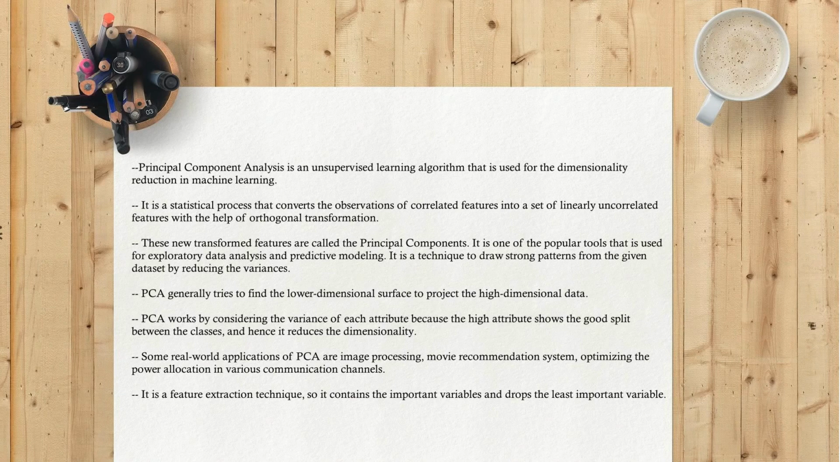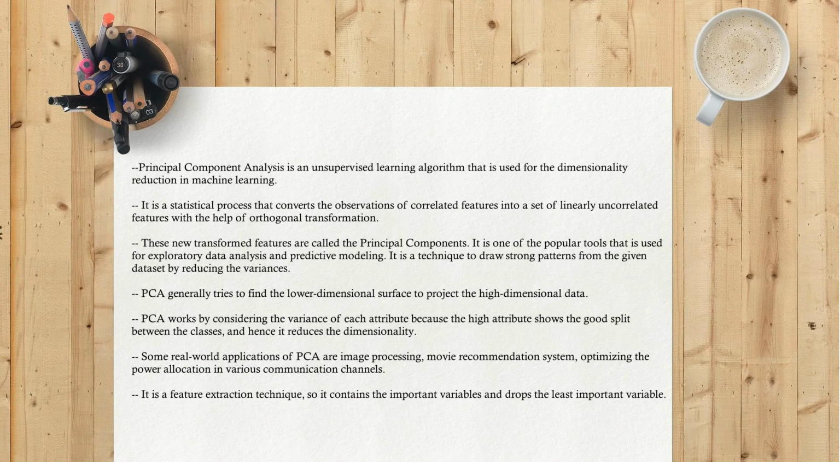It is a statistical process that converts the observations of correlated features into a set of linearly uncorrelated features with the help of orthogonal transformation. These new transformed features are called the principal components. It is one of the popular tools that is used for exploratory data analysis and predictive modeling. It is a technique to draw strong patterns from the given dataset by reducing the variances.